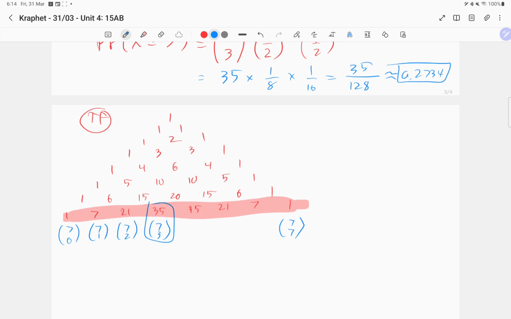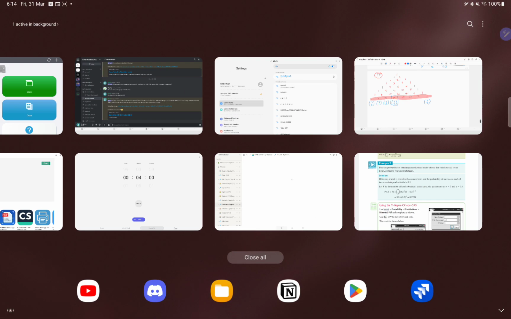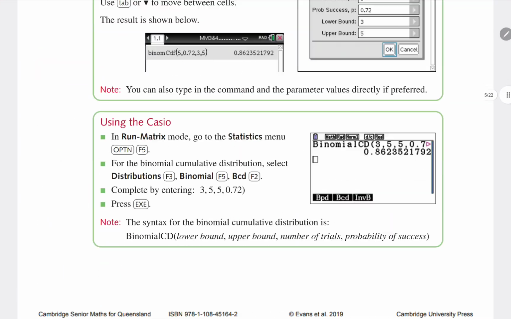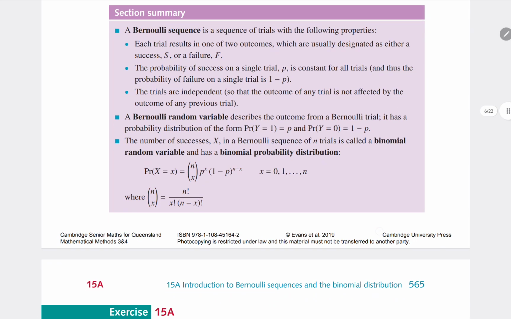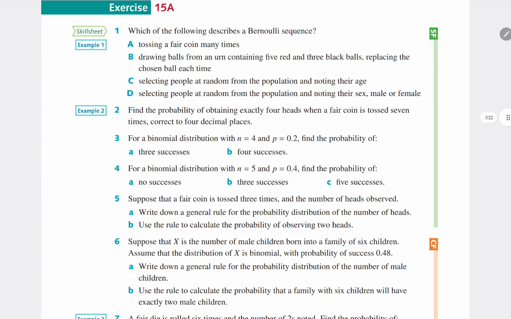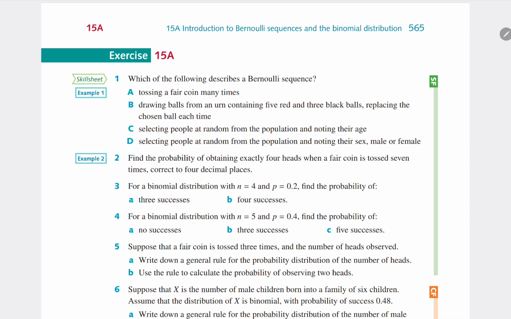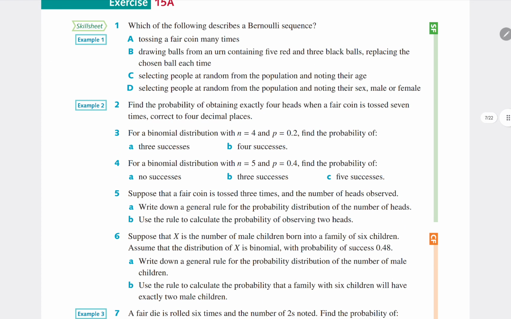Let's try a question or two, and then we'll take a short break. We'll keep going a little bit more. Okay, actually, for now, consider these tech active. So get the calculator out. You need to use the calculator to find the nCr thing. So you don't use the Pascal's triangle for now.